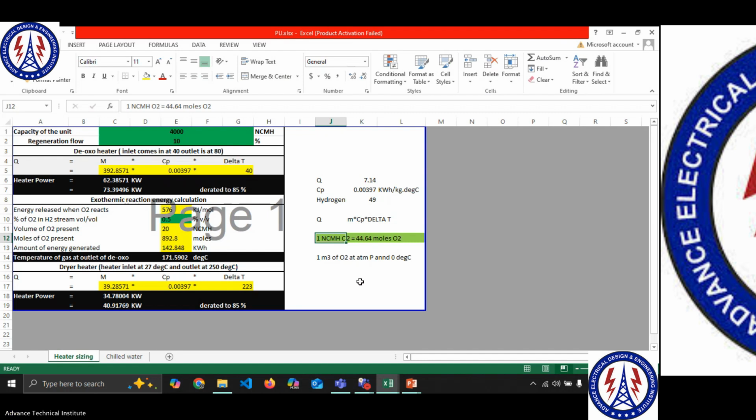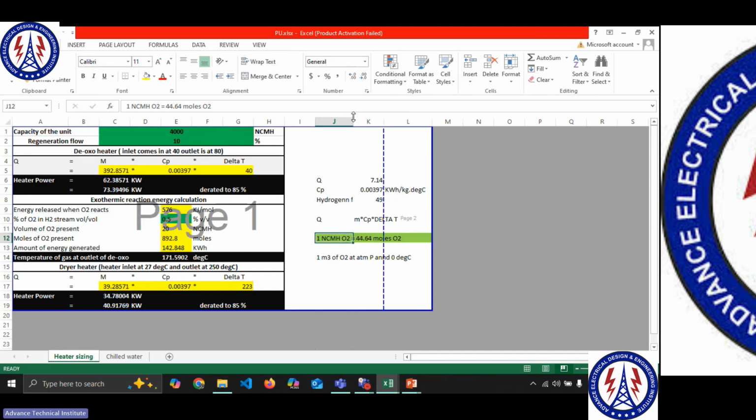Clear? Yes. So 892 moles. This is standard. You can put it anywhere, you'll get it. 1 nm cube is standard, some standard of hydrogen. Like I said, nm cube is used when it is a standardized flow, not a volumetric flow. So then you will get this. This is a constant, and you know how many moles of oxygen is present, and from that how much energy is generated, you can find out.